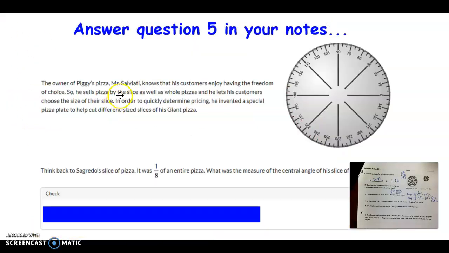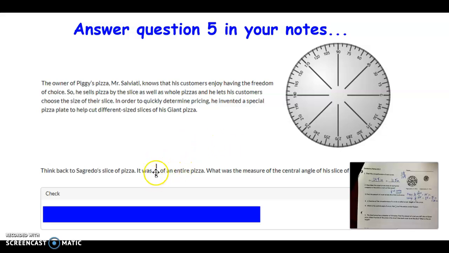So let's look at question 5 in our notes. It says the owner of the pizza place knows that his customers enjoy the freedom of buying the pizza by the slice as well as the whole pizza. So he invented this special pizza plate that will help him calculate the different size slices of his pizza. So remember, back to the slice of pizza we were looking at, it was 1/8 of the entire pizza since it was 8 slices. So what was the measure of the central angle of this slice of pizza?